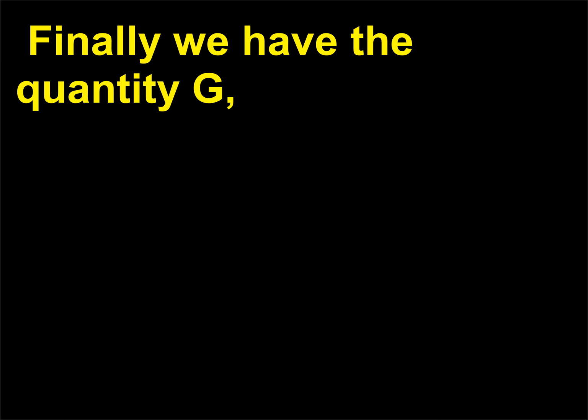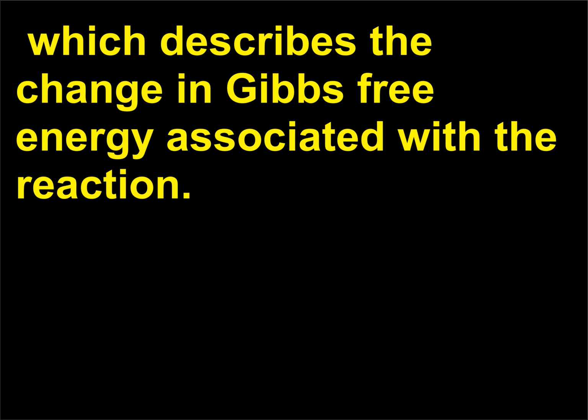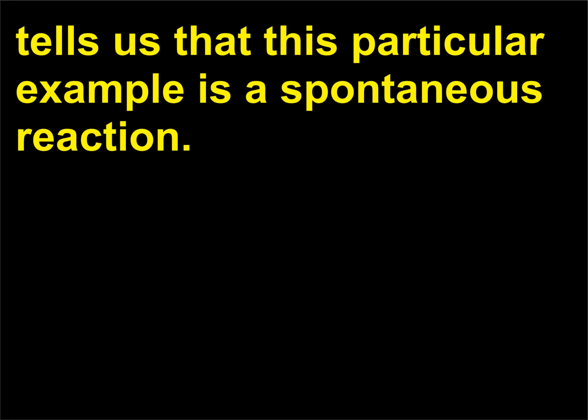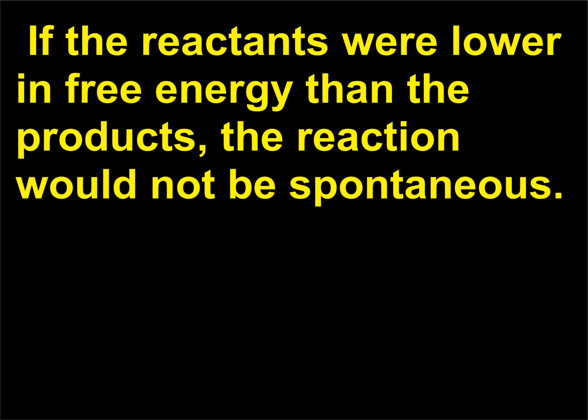Finally we have the quantity G, which describes the change in Gibbs free energy associated with the reaction. The fact that the reactants are higher in free energy than the products tells us that this particular example is a spontaneous reaction. If the reactants were lower in free energy than the products, the reaction would not be spontaneous.